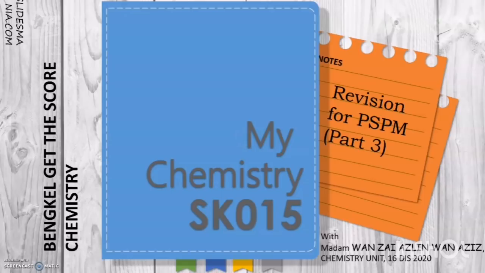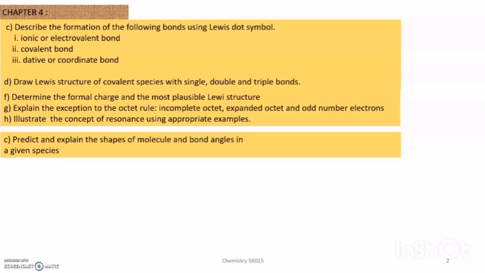Okay, let's continue with the next part 3. Okay, this one we have chapter 4. If you study the learning outcome, first we need to describe the formation of a few bonds such as ionic, covalent, dative, and draw the Lewis structure. We have single, double, triple. We have to determine formal charge and the most possible Lewis structure. Explain exceptions to the octet rule: we have incomplete, expanded octet, and odd number of electrons. Illustrate the concept of resonance, and then predict and explain the shape of molecule and bond angle in given species.